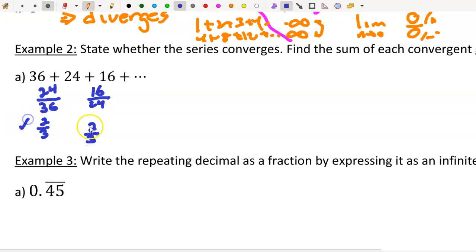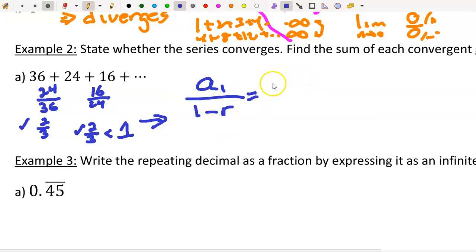So we established that the R is definitely consistent. So it is geometric. Right? So I did the second term over the first term, 24 over 36, got 2/3. I did the third term over the second term, 16 over 24 is also 2/3. And then we verified that that is indeed less than 1. Therefore, you can go to the formula. So always want to check that criteria just to make sure. So you're going to take that first term and just do 1 minus the R.